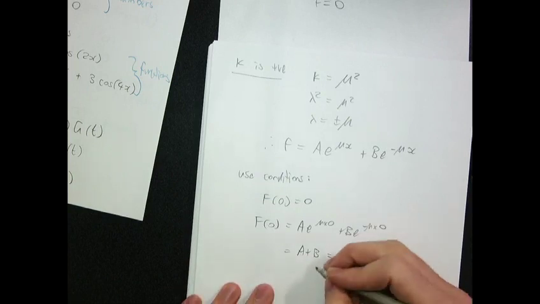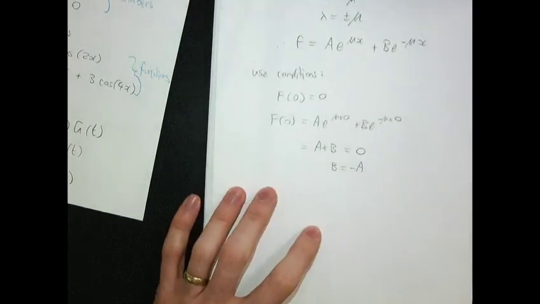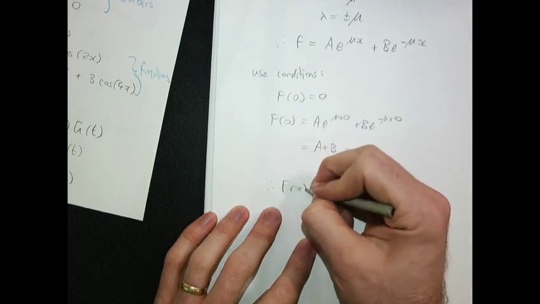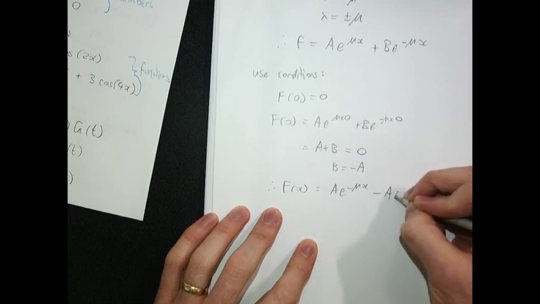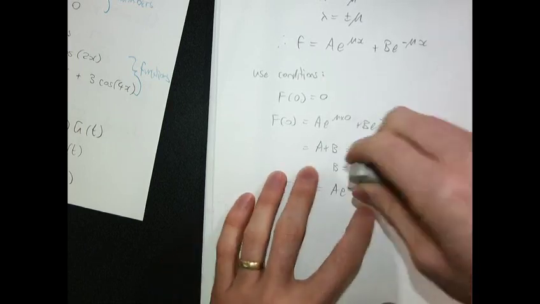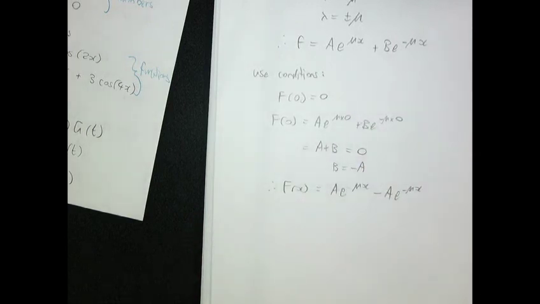But I might just do this. b is the same as minus a, and I'll sub it back in. So therefore f of x is actually a e to the minus mu x minus a e to the plus mu x. Okay, so what I've done is I've subbed in b equals minus a back into the original just to make my life easier. The reason you might do this is if you actually had to differentiate the f to get the other condition, this would be easier from this point on.